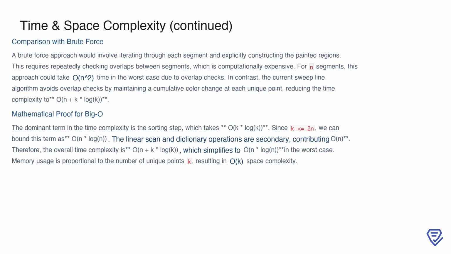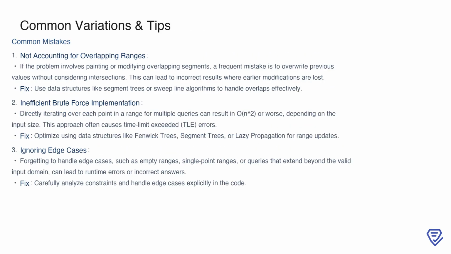Memory usage, being proportional to the number of unique points k, results in a space complexity of k. When working on problems like Describe the Painting, one common mistake is failing to account for overlapping ranges. For instance, if you're painting overlapping segments and overwrite previous values without considering their intersections, you risk losing earlier modifications, leading to incorrect results. To avoid this, data structures like segment trees or sweepline algorithms can be used to handle overlaps effectively. Another frequent issue is relying on inefficient brute force implementations.